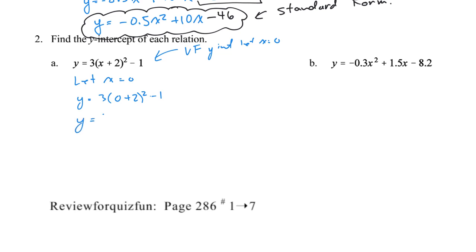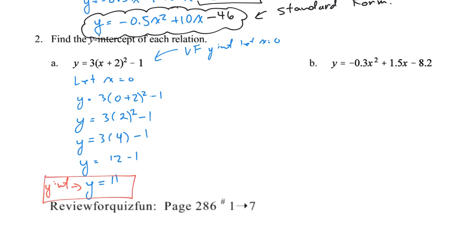that means we have y is equal to 3 times (0 plus 2) squared minus 1. That means y is equal to 3 times 2 squared, right? Because 0 plus 2 is 2, and minus 1. So we have y is equal to 3 times 4 minus 1. And we end up with y is equal to 12 minus 1, which means y is equal to 11. And that's it. Our y-intercept is given as y equals 11.